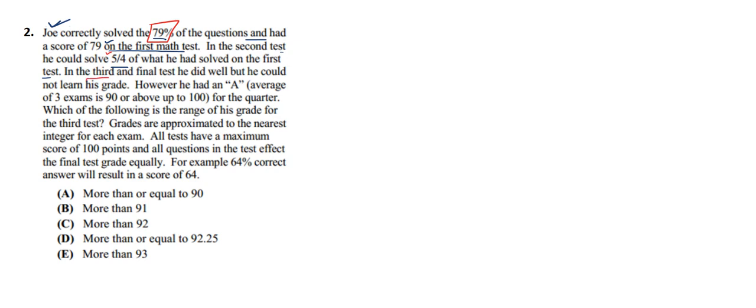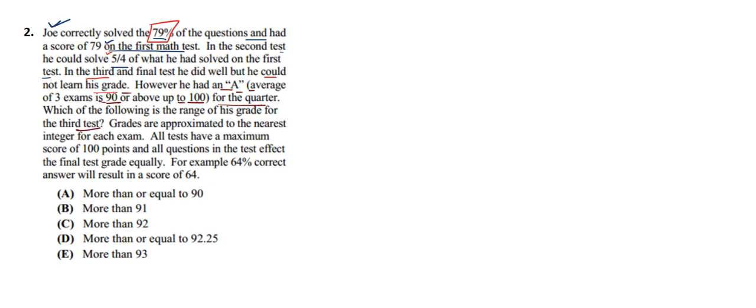Now in the third and final test, he did well, but he could not learn his grade. Okay, so in the third test, that is the last test, he did well, but he does not know his marks. However, he had an A for the quarter, a grade A. It says that the average of the three exams will give a 90 or between 90 to 100. The average marks of the first, second and third exams will be between 90 to 100. Now, which of the following is the range of his grade for the third test?